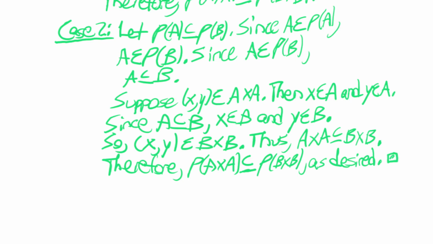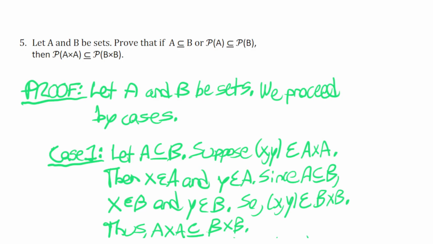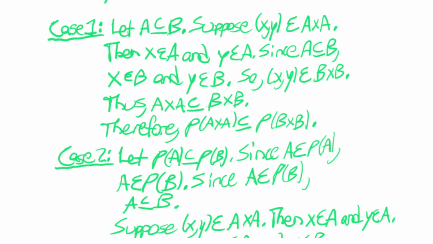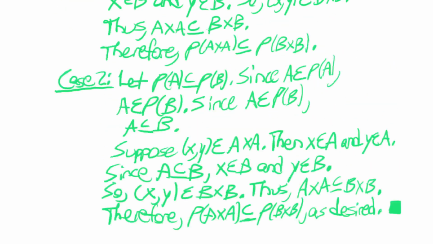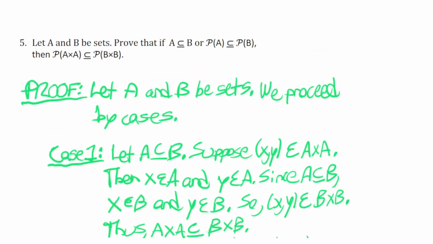And that is all we needed to do for this proof, because we were given the two conditions that if A is a subset of B, or the power set of A is a subset of the power set of B, that the power set of the Cartesian product of A and A is a subset of the power set of the Cartesian product of B and B. So we just needed to do two cases and look at both of the conditions we were given to determine that yes, this theorem is true.